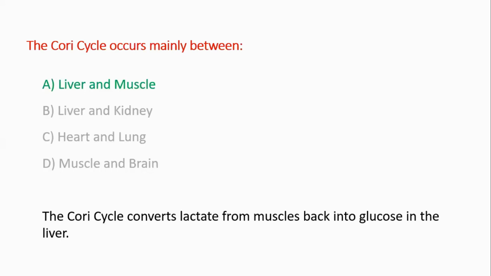And the right answer is liver and muscle. The Cori cycle converts lactate from muscles back into glucose in the liver.